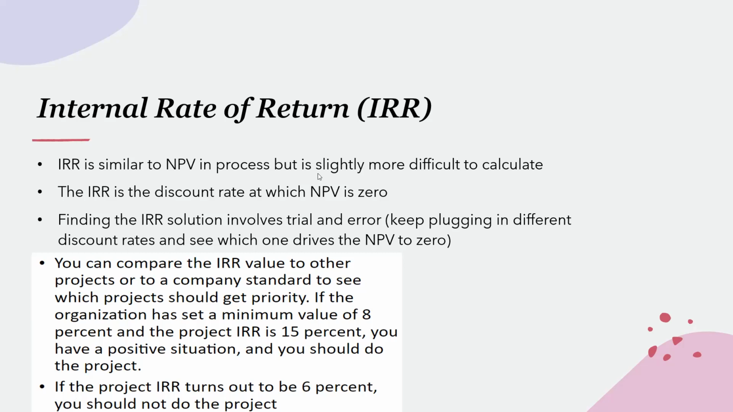So basically this IRR, the internal rate of return, is used to identify or compare projects against a particular company standard. So we can compare projects with other projects as well as compare a project with the company standard. So what is the best project kind of?